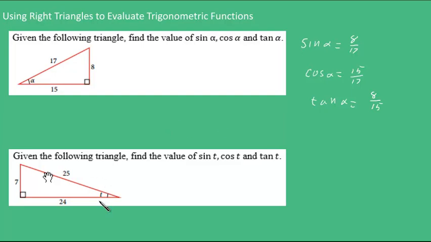If you come down here, now the sine of the angle T is going to be the opposite over the hypotenuse. Notice the opposite now is 7. So that's going to be 7 divided by 25. The cosine of T is going to be the adjacent, which is 24 over 25. The tangent of T is equal to the opposite, which is 7, divided by the adjacent, which is 24. And so there we have it. Finding the sine, tangent, and cosine of angles in right triangles should be no problem at all.